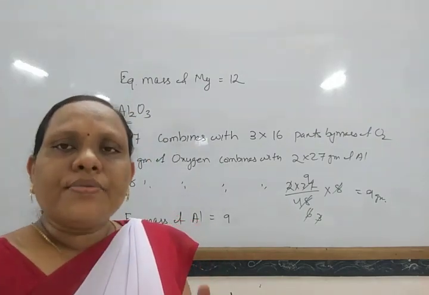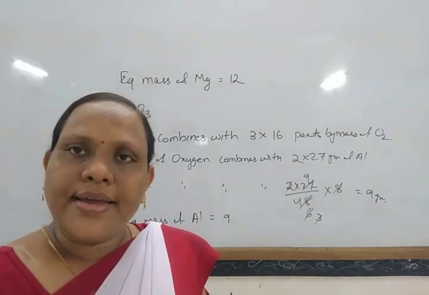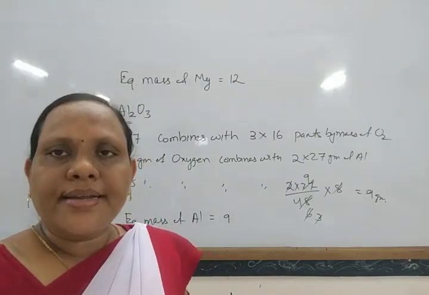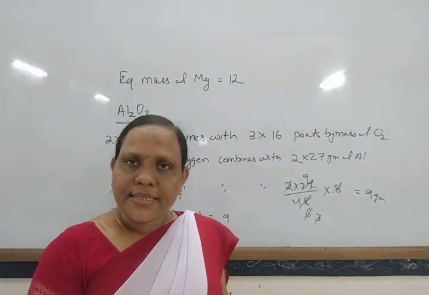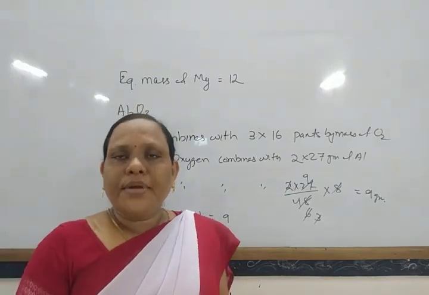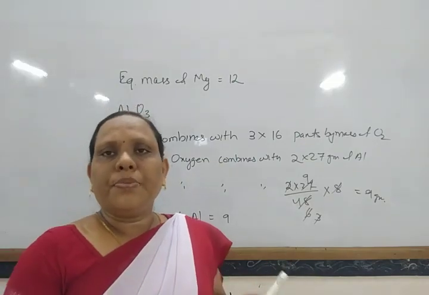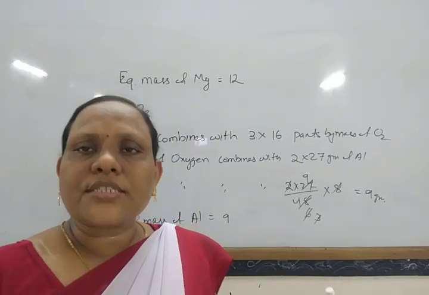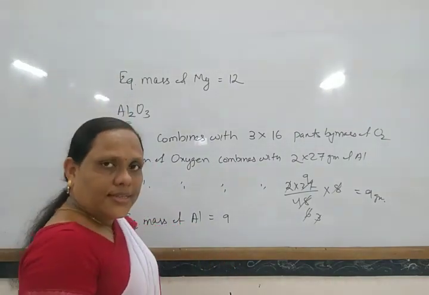The equivalent mass of an element or a metal is the ratio of its atomic mass and its valency. And you know what is valency? That is the combining capacity of an atom, known as its valency, or the number of electrons lost, gained, or shared by an atom to achieve the inert gas configuration, that is known as its valency.